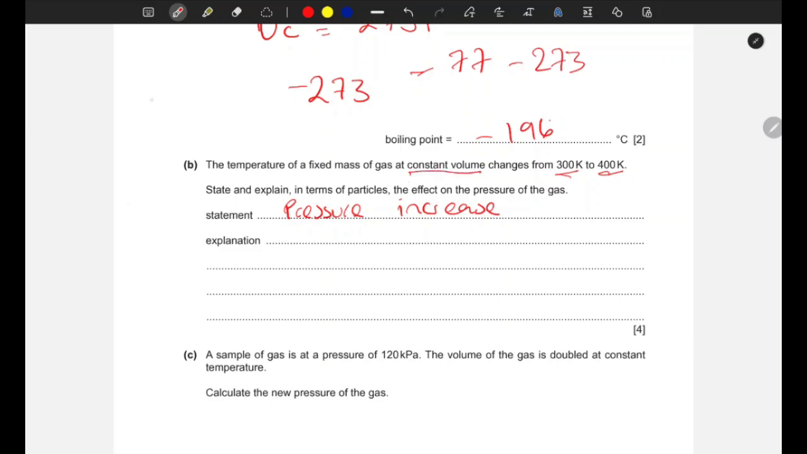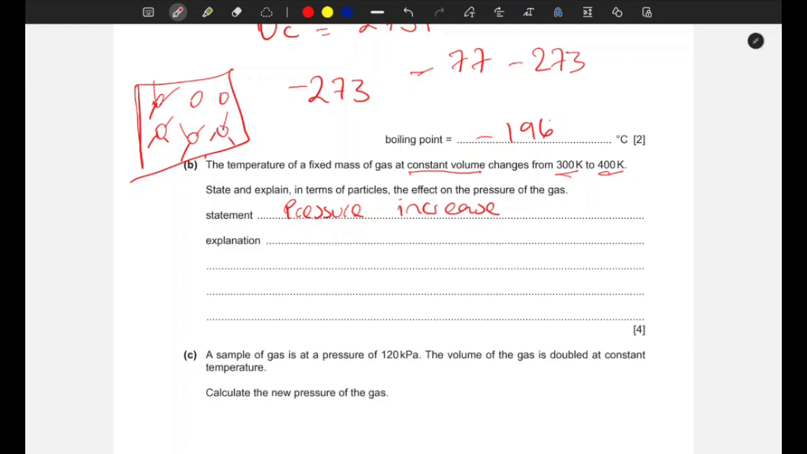So let's take a container, and then we have gas particles. And when the temperature is increased, they start moving faster and they collide more often with the walls of the container and also with each other. So that means when they collide more often with the walls, they would exert higher force on the walls, so there would be higher pressure.